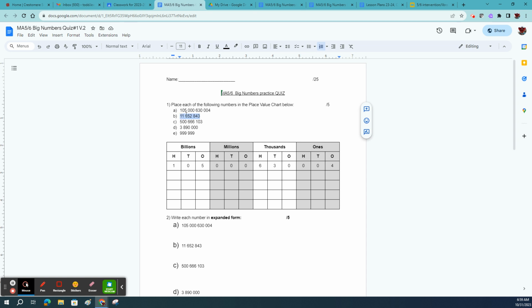11,652,843. Ooh, careful. There's no 100 billions. There's no billions at all. I better start in the millions. There's 11 million. Right. 11 billion. 652,103. Cool. Okay, ones, thousands, millions.